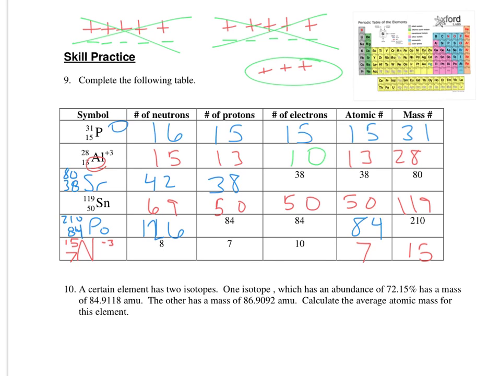Quick thing, if there's no charge mentioned, then we're assuming that the number of protons and the number of electrons are the same. If there is a charge, well, that must mean that the protons and electrons are not the same. For instance, here, this has 7 protons. That can never change, but it has 10 electrons. It's got 3 more negatives than it does positives. If you want, you can pause it here. I'm going to move on to number 10.